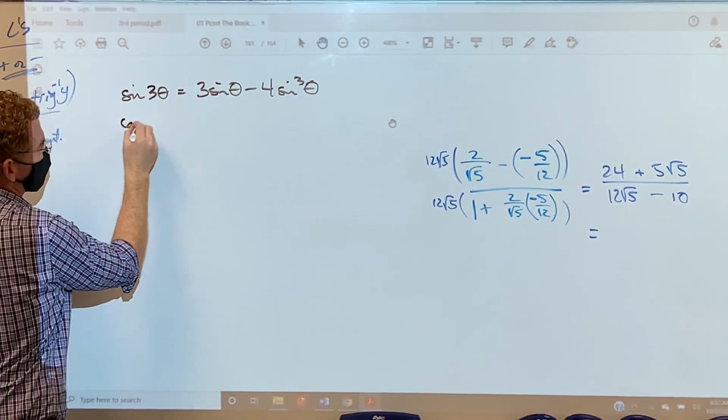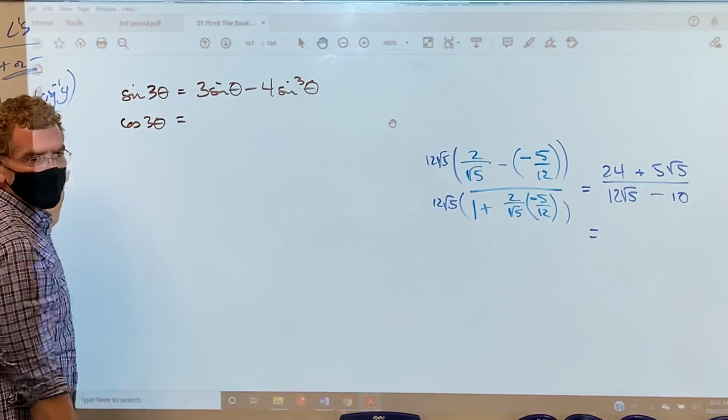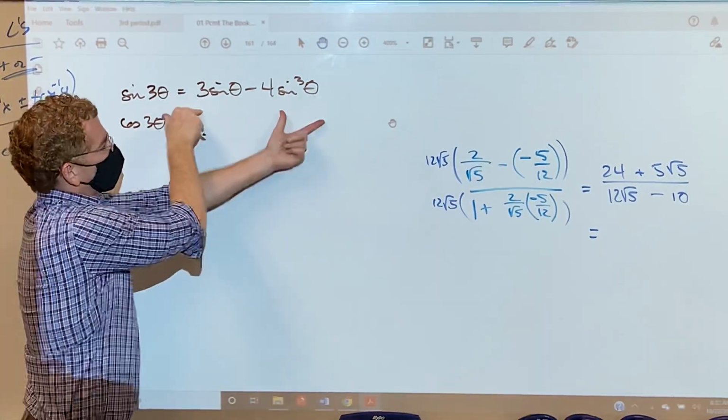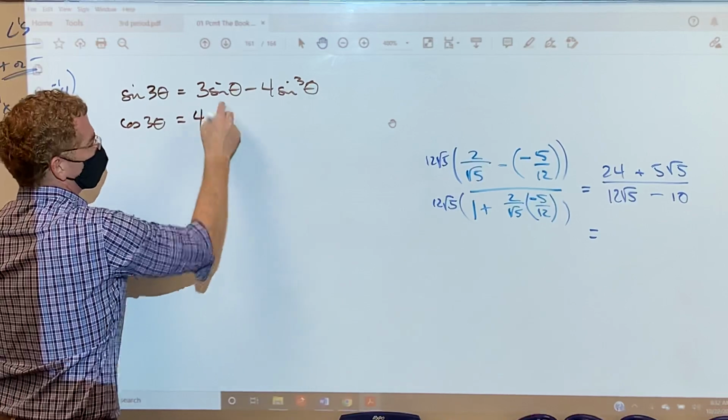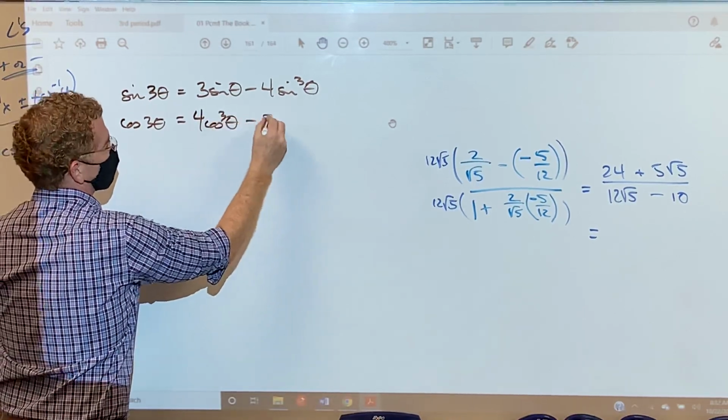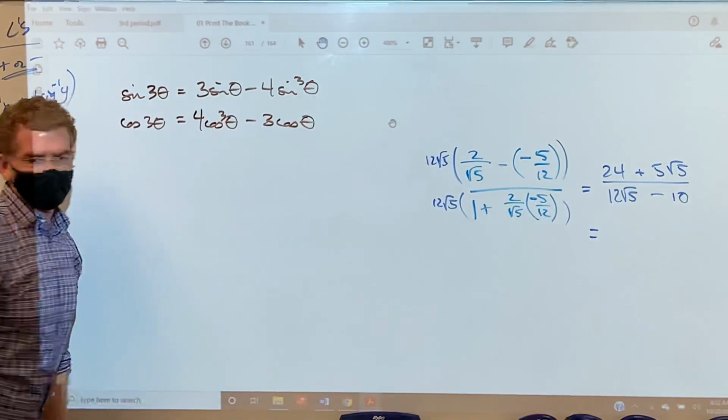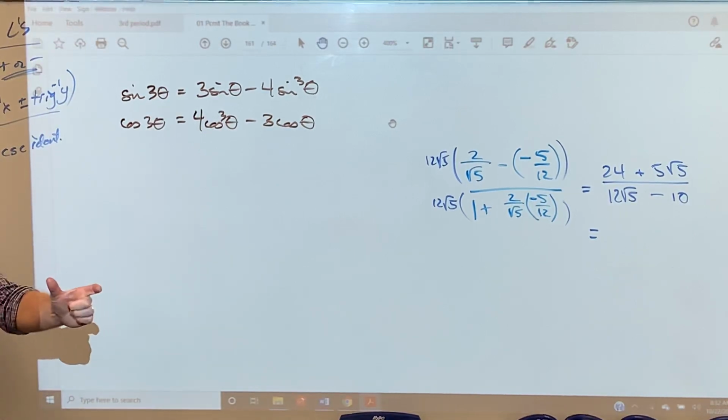And then what is the cosine of 3 theta? You just flip-flop those, but make them cosines. I don't know if you noticed that. So just change the order and then replace them with cosines, and you'll have your triple angle cosine.